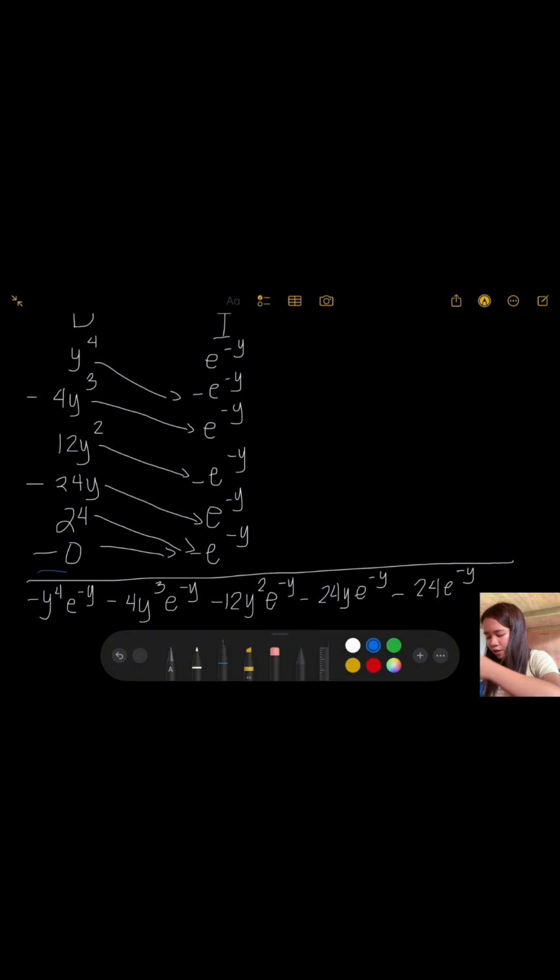So the integral of 0 times negative e raised to negative y is 0. So we will not be putting it here. So we will just put plus c. So this is now our final answer.